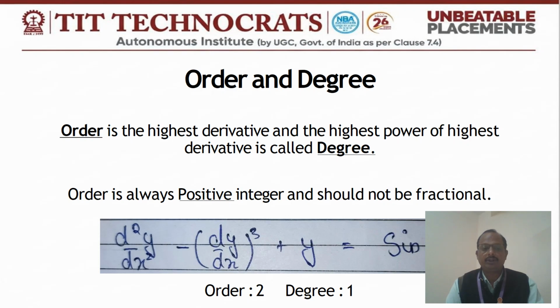Here you can see the equation is d2y over dx2 minus (dy over dx) whole cube plus y equal to sin x. You can see the highest derivative is d2y over dx2. So the order is 2 and the power of this particular term is 1. So the degree is 1.